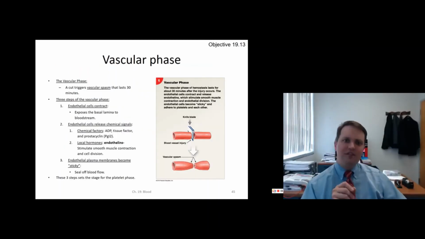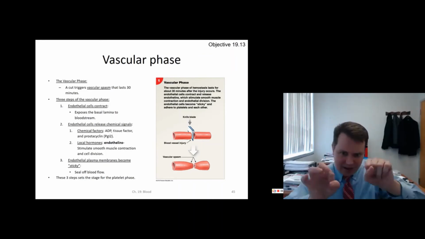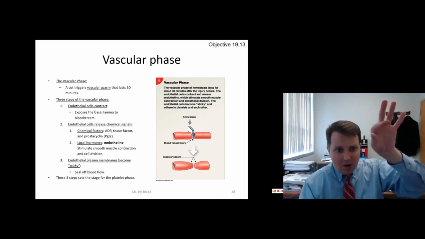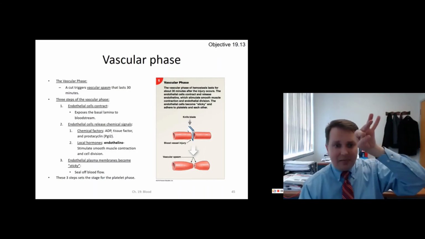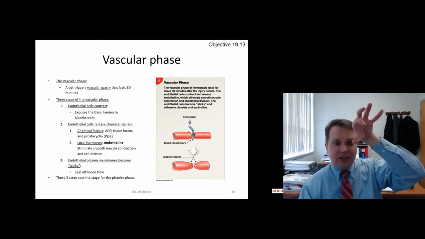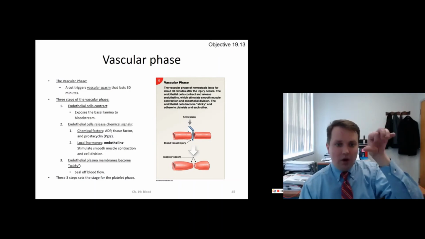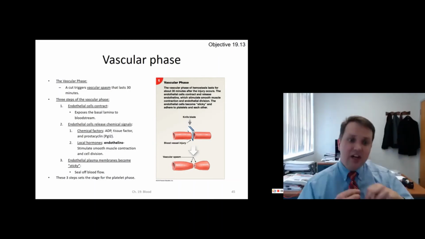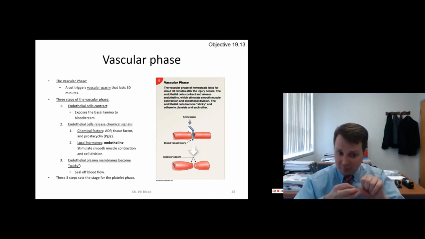If I get a cut, for about 30 minutes, a blood vessel is going to spasm down, get smaller, trying to reduce blood loss. But when that happens and the cells contract, you will get the endothelial cells exposed. When the blood vessels contract, the endothelium, the lining of a blood vessel, shrinks up. It shrinks and exposes the basal lamina. And that basal lamina can actually act as an activator for platelets, as we're going to see.